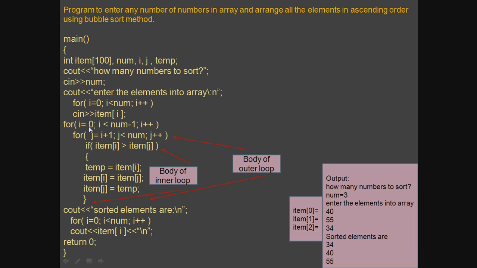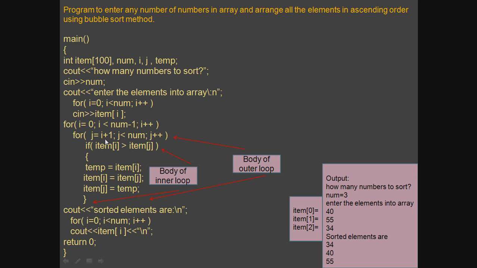Once the first array element, that is item 0, is compared inside the inner for loop, we will have only two more values to be checked. That's why here it is num minus 1, which is 3 minus 1, 2, right? But in the case of the inner for loop, you can see that j starts with i plus 1. j does not start with 0.